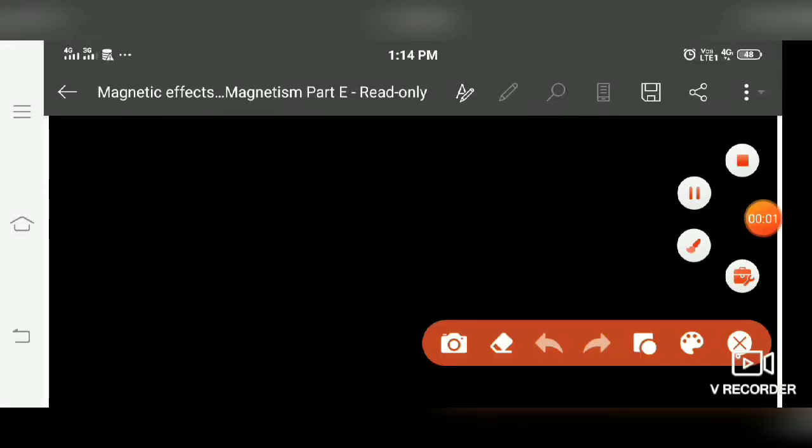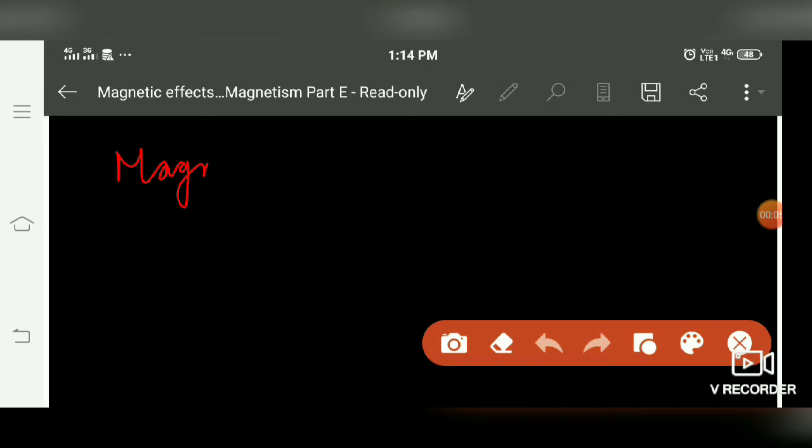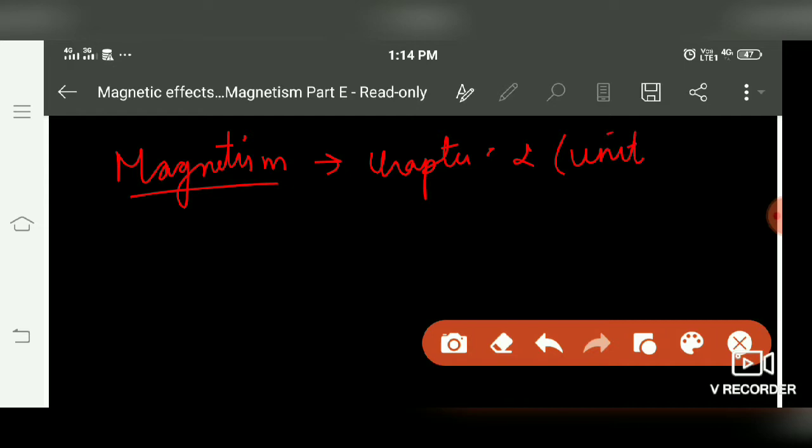In this video we have to learn about magnetism. This is chapter 2 of unit 3.